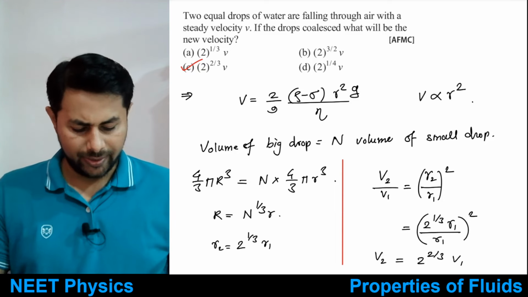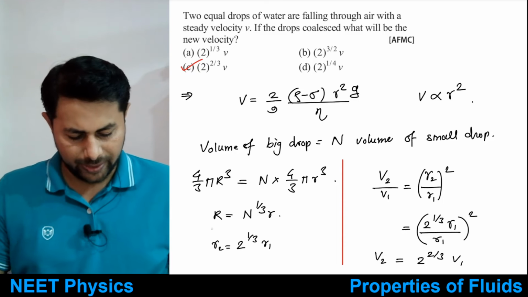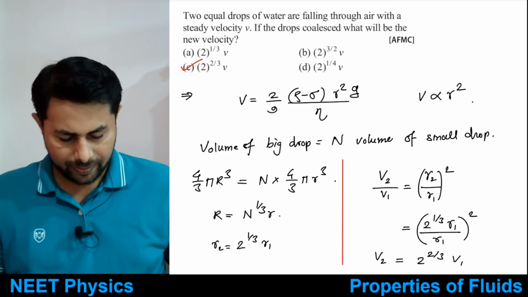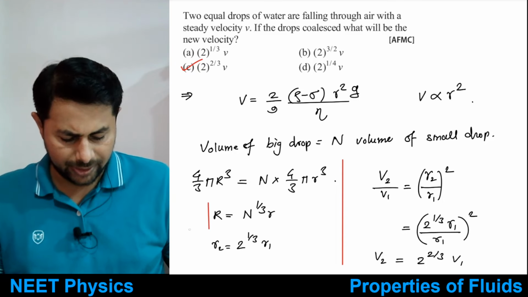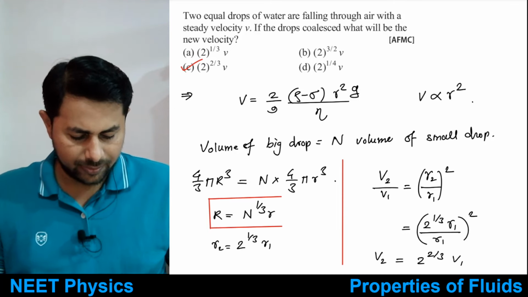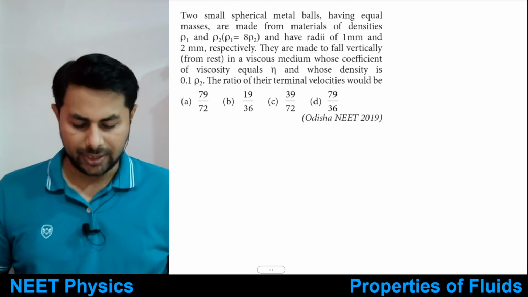Right, everyone? Okay, so please remember this formula. Which one? Capital R is equal to n raised to 1 by 3 times small r. Okay, let's see the next one.